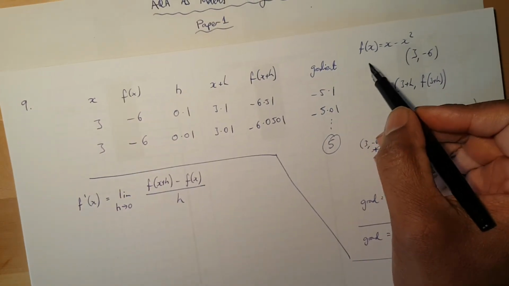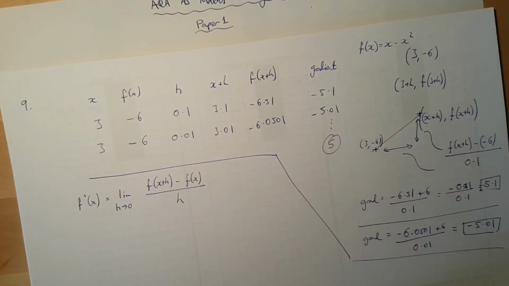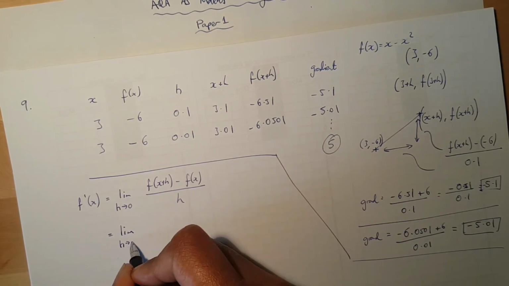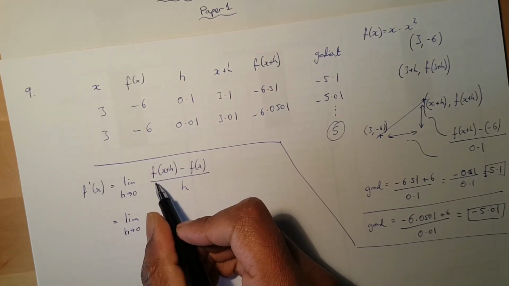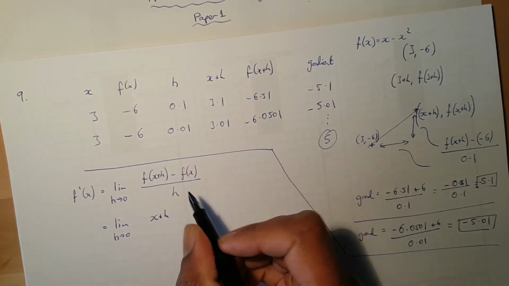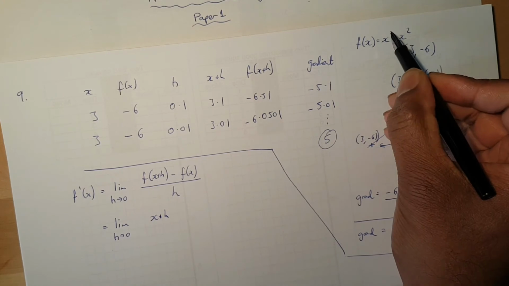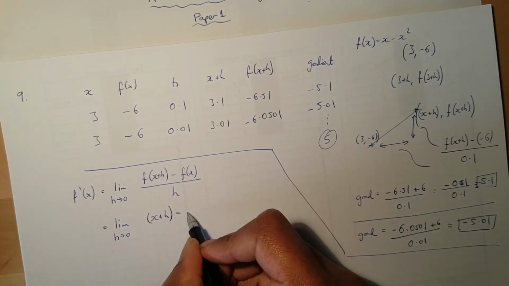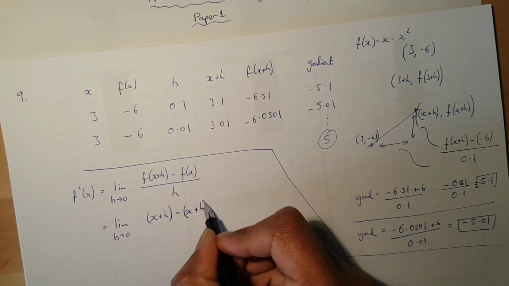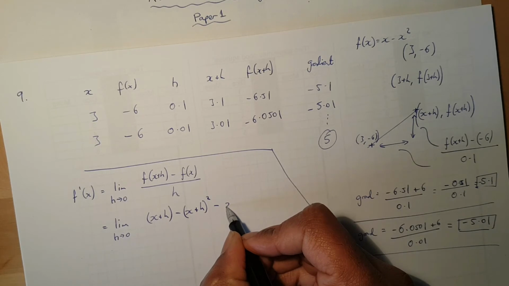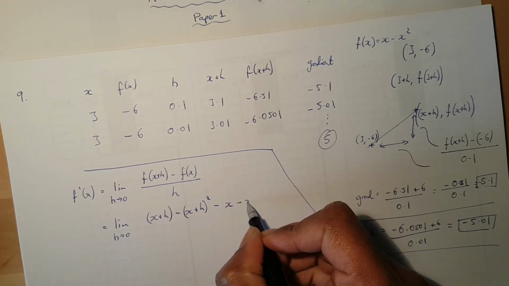I'm told that my function is x minus x squared. Let's put that in here. So that becomes the limit as h tends to 0. F of x plus h looks like this. Well, that becomes x plus h. Basically, everywhere I see an x up here, I put an x plus h in instead. It's going to be x plus h minus (x plus h) all squared, minus f of x, which is minus that x minus x squared.